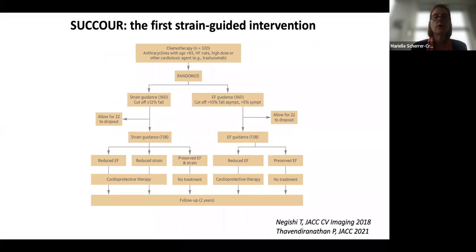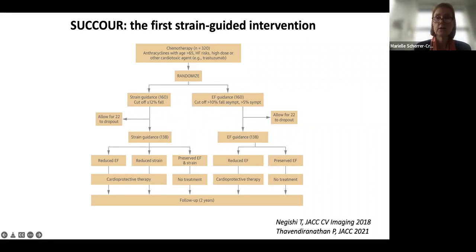Okay, so I just want to spend a bit of time on SUCCOUR, which is a recently published study, which was a huge amount of work that Dinesh Thavendiranathan in Toronto was the first author on, and Tom Marwick was the last author on. And it was very, very awaited by the field because it was basically an attempt to prove that guiding patients with strain would lead to better results, and putting them on cardioprotective therapy would lead to better results at the follow-up than guiding patients with EF.